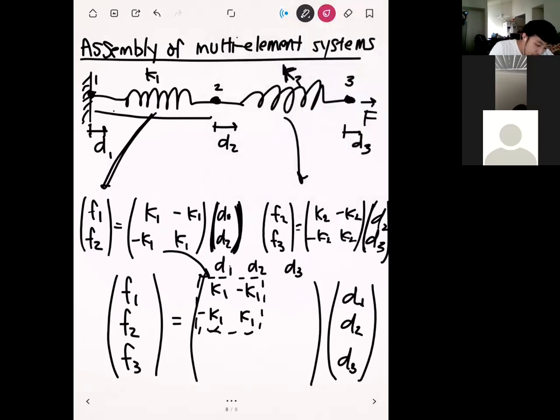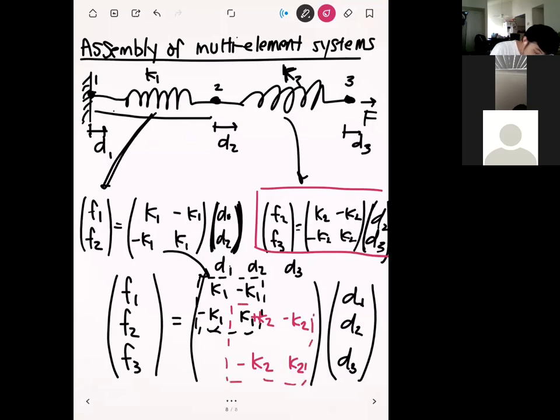Next, let's do element 2. Just to highlight this, I'm going to use red. Inputting element 2 into the system will give us this expression right here. I boxed the location for element 2, and remember element 2 corresponds to D2 and D3. So I put all of these K2s into the D2 and D3 slots in the global system.